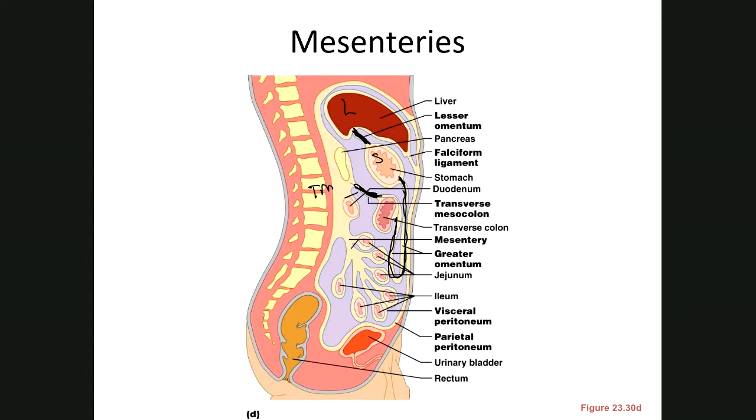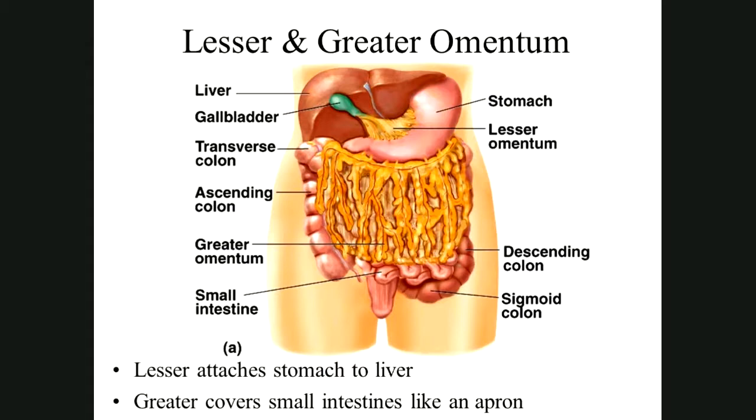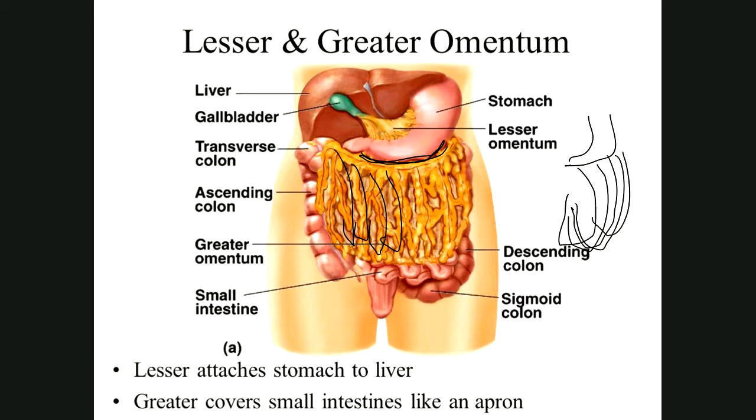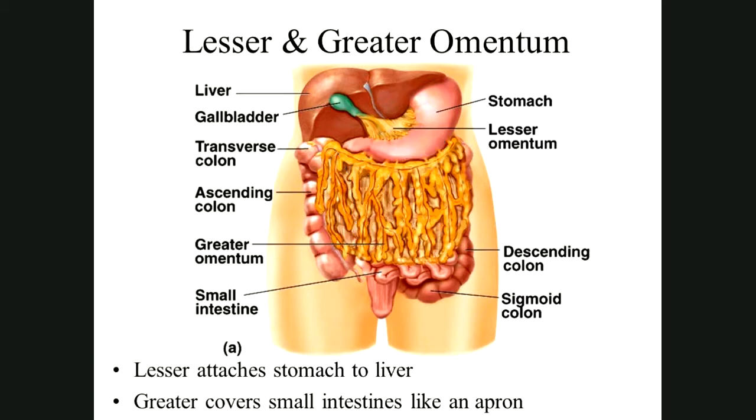So let's look at the greater omentum. So here's the greater omentum. And remember, it hangs down like an apron in front of the small intestines. It hangs off the bottom part of the stomach. And so if this is the stomach here, it hangs down like this, like an apron in front of the small intestines. And look, it's got blood vessels in it. You can see them there. That's what those red things are.